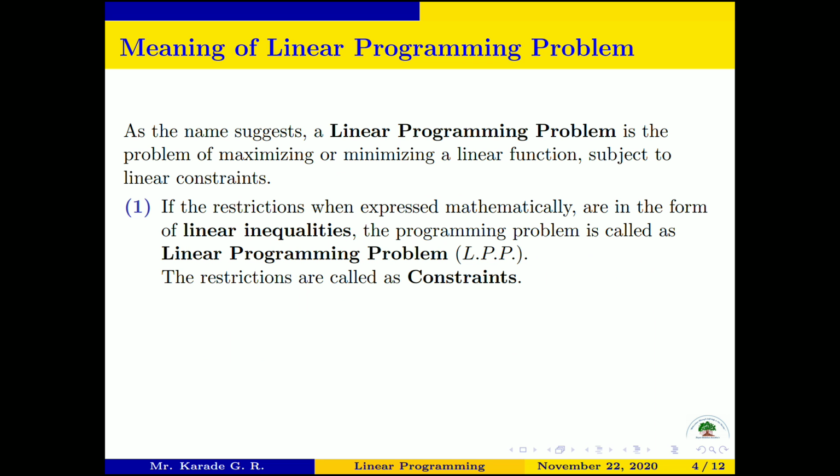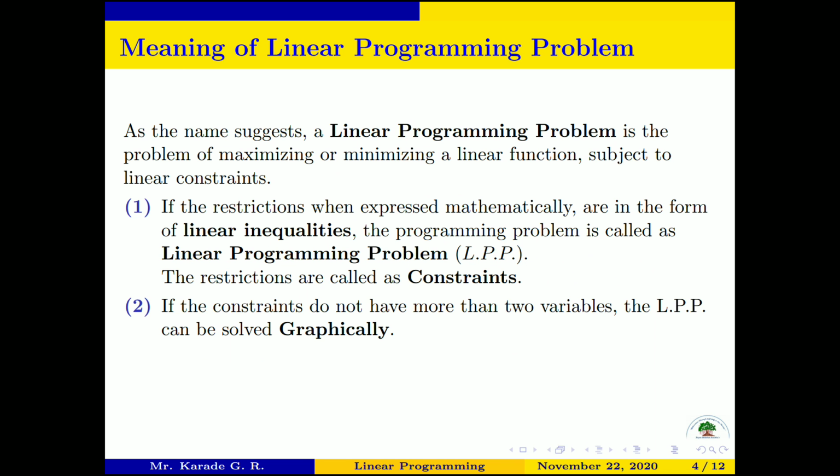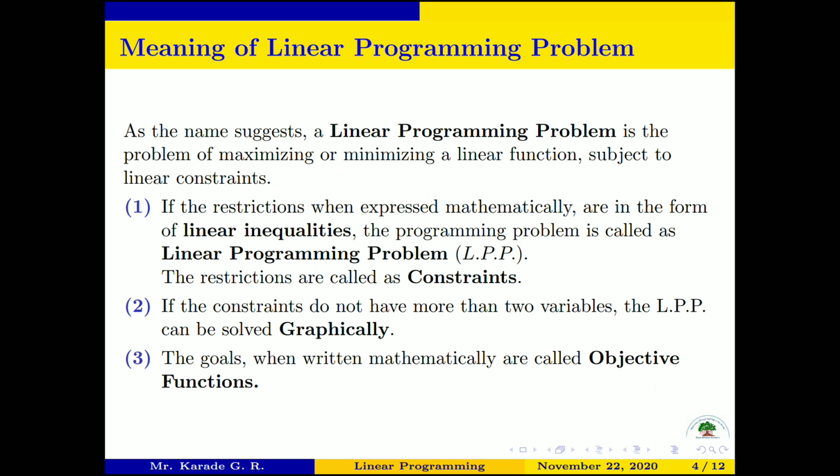The restrictions are called constraints. If the constraints do not have more than two variables, the LPP can be solved graphically. The goals, when written mathematically, are called objective functions. So these are some definitions we are using for the new words which appear while solving linear programming problems.